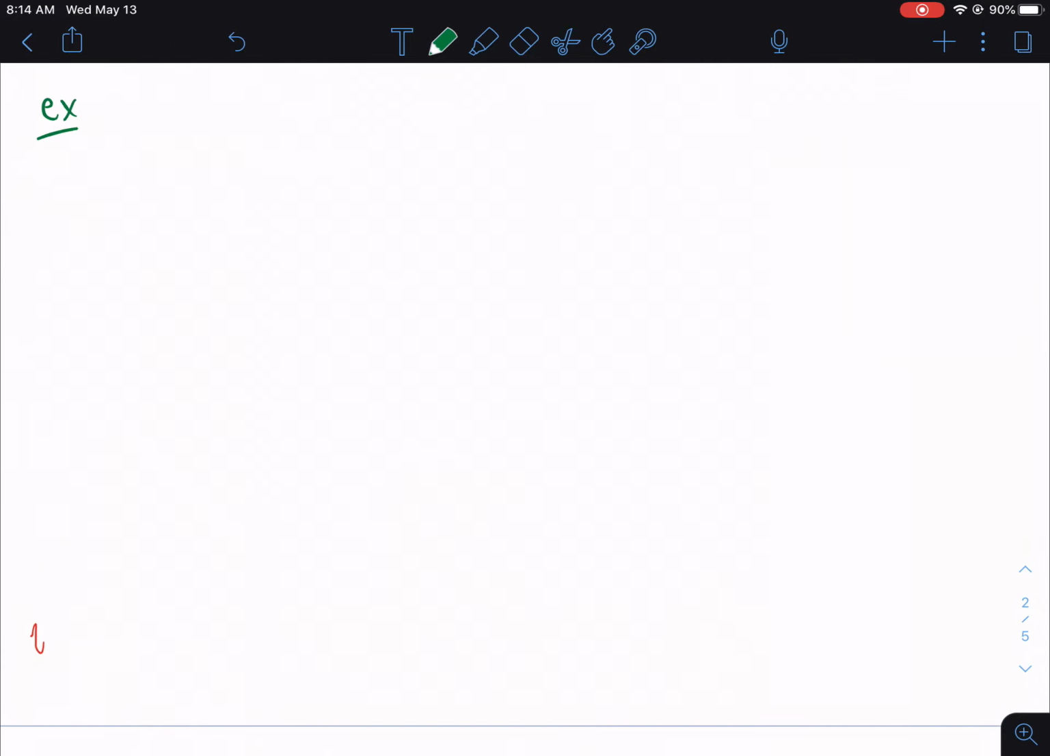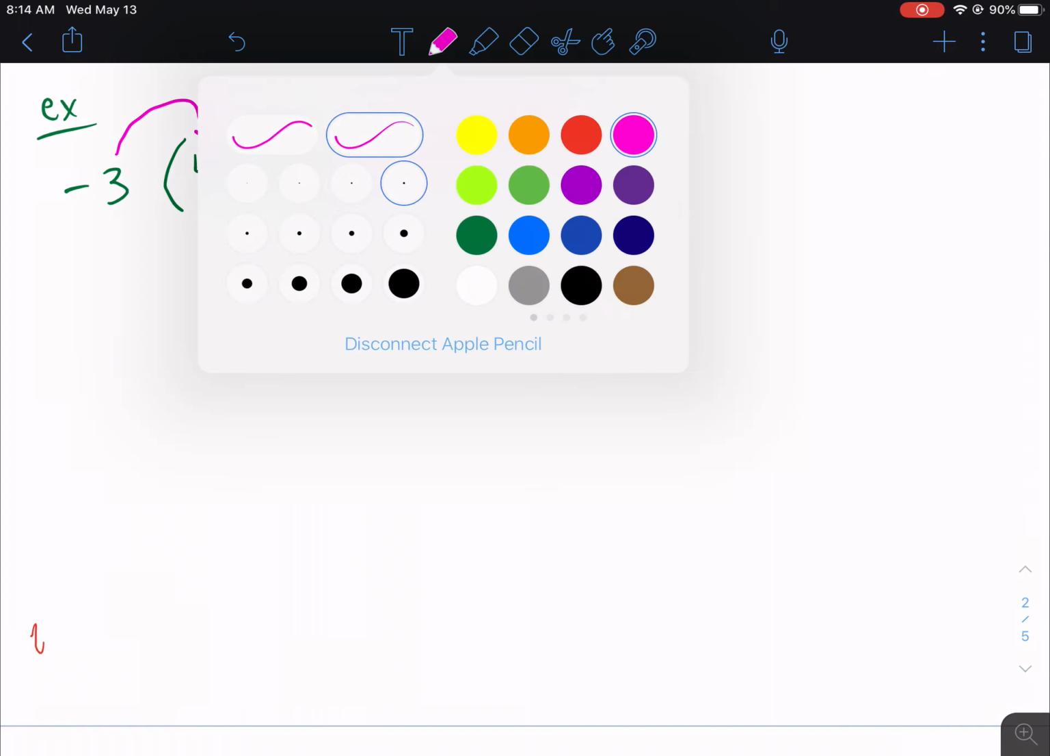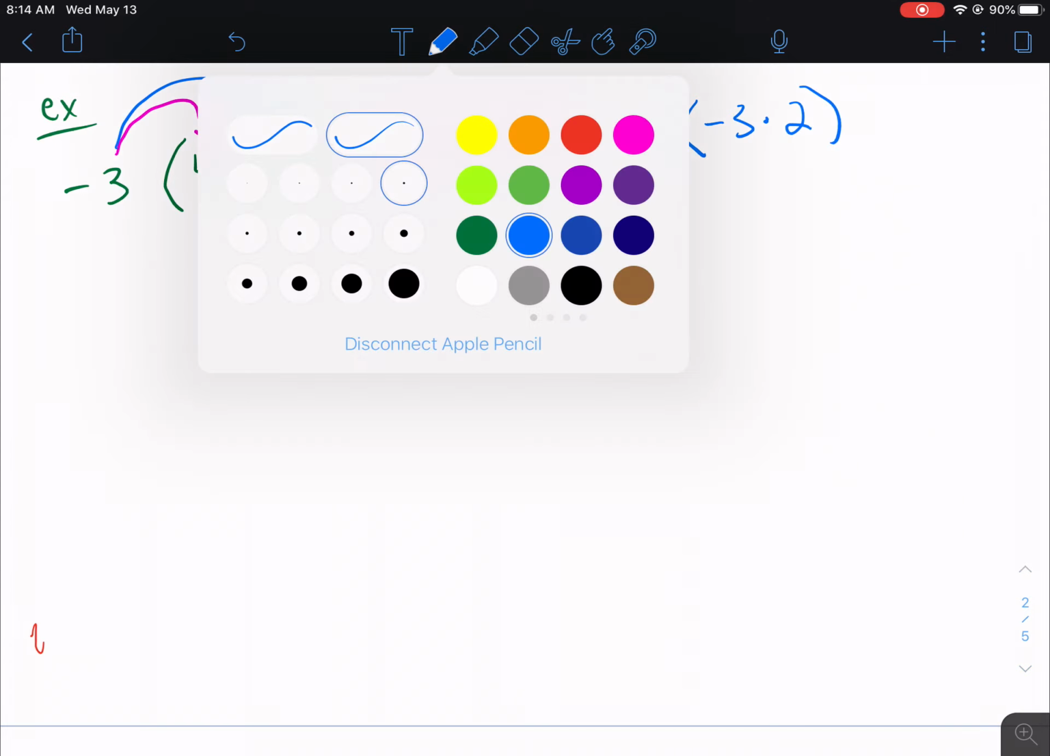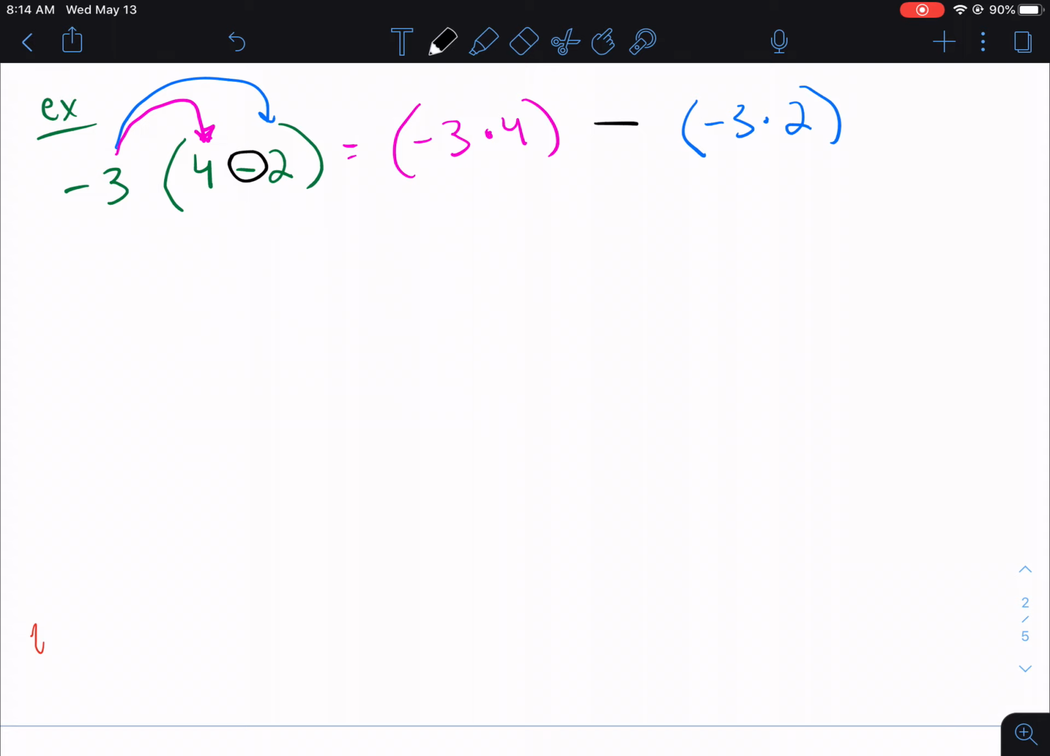Another example. I have negative 3 times parentheses 4 minus 2. Negativo 3 por paréntesis 4 menos 2. Distribuir. Negative 3 times 4. Negative 3 times 2. Minus, so estoy restando, so voy a restar.